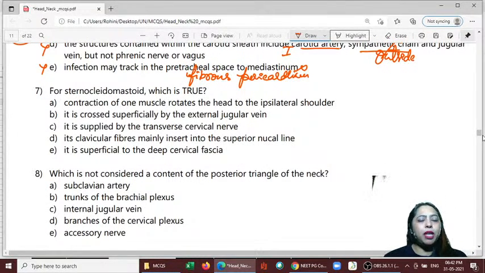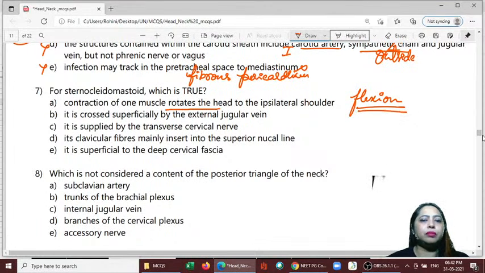For sternocleidomastoid, which one is true? The contraction of one muscle rotates the head. Does it rotate the head, first of all? It's not for rotation. It is for flexion. So it's the wrong statement.